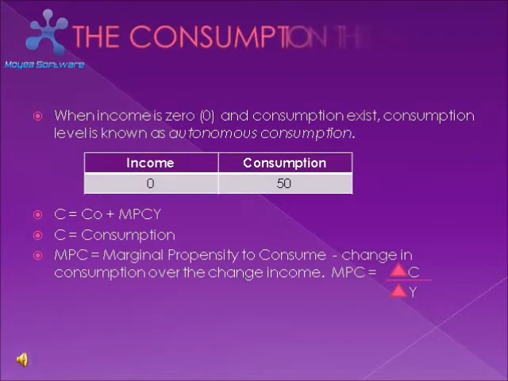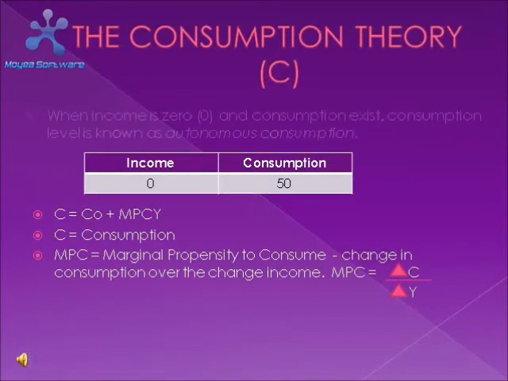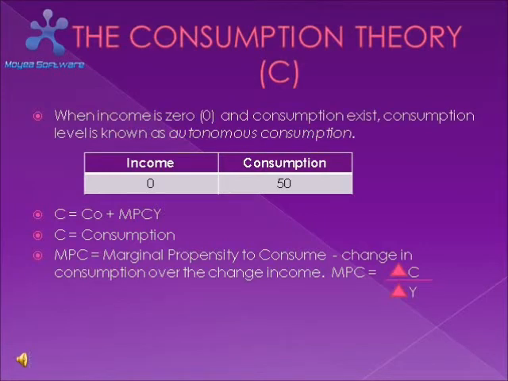The consumption theory. When income is zero and consumption exists, consumption level is known as autonomous consumption. The diagram below shows income being 0 and consumption being 50. C equals C plus MPCY, C being consumption, MPC being marginal propensity to consume, which is change in consumption over the change in income, as can be seen in the following equation.